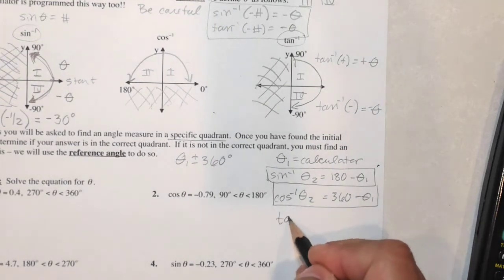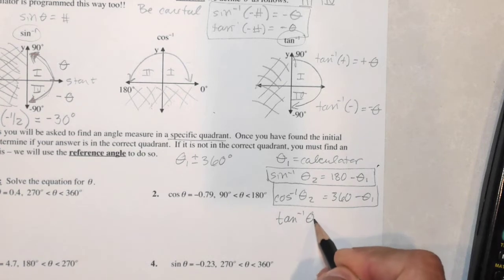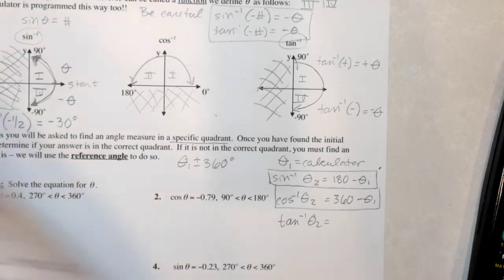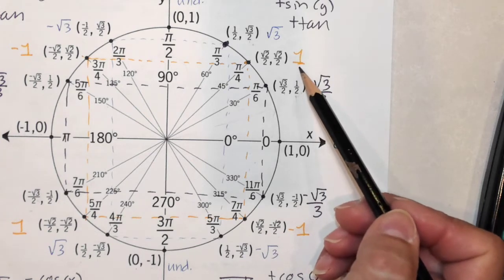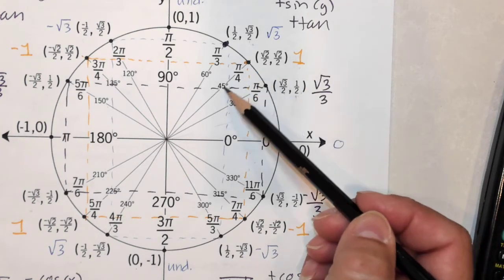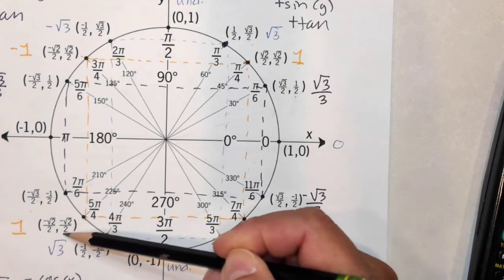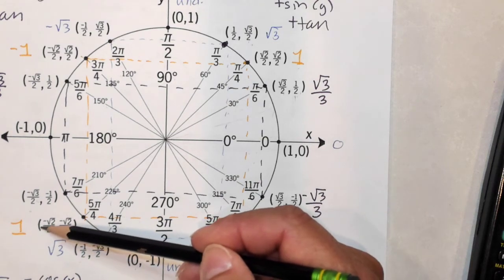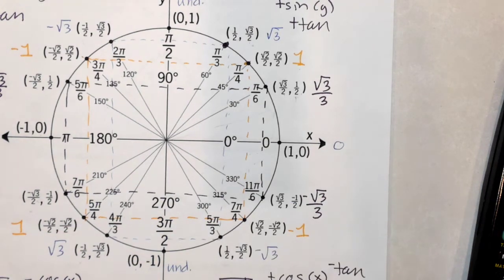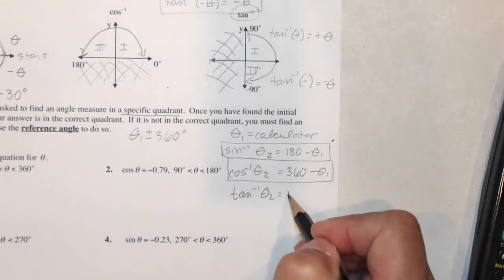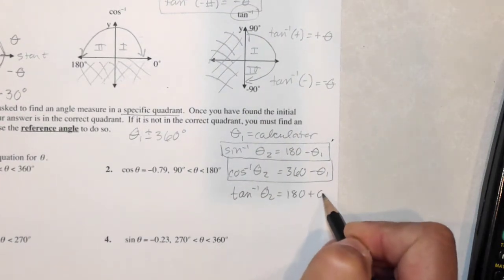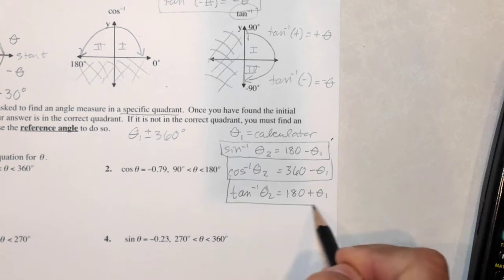And then tangent inverse, to find our second option with tangent, the matching tangent is always straight across. So for example, here's a 1 at 45. I go straight across. That has a tangent value of 1 as well. So if you want to go straight across the circle, you have to add 180 degrees. So we'll be adding 180 to the first answer that we're given from our calculator.